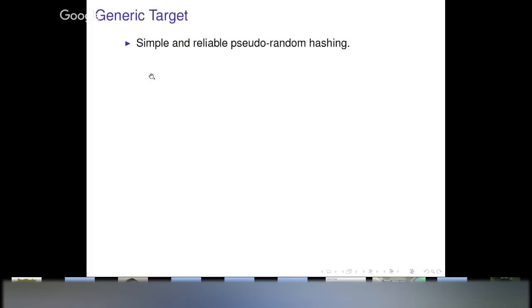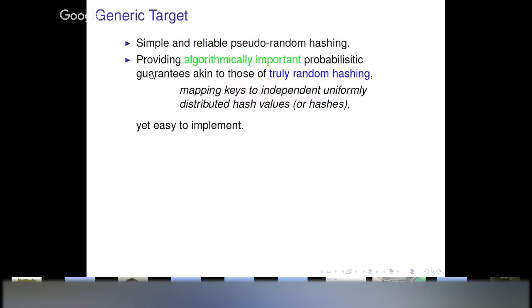So the generic target for me for the last, I guess, 15 years or so has been to find simple and reliable pseudo-random hashing. So we want some hash function that we can actually implement, not something from Dr. Thorup's journals, but something that actually has some of the algorithmically important guarantees. The simplest example of that is low collision probability, which Carter and Wegman pointed out is all you need for a simple hash table with chaining. And even though we can't have fully random hashing, getting low collision probability rigorously and mathematically is very easy to get.